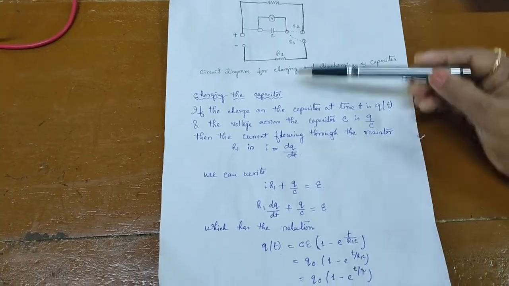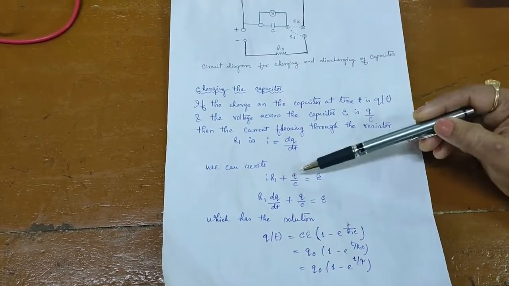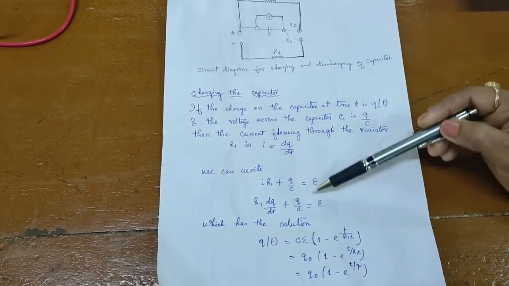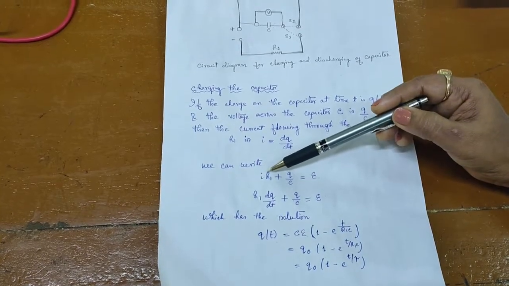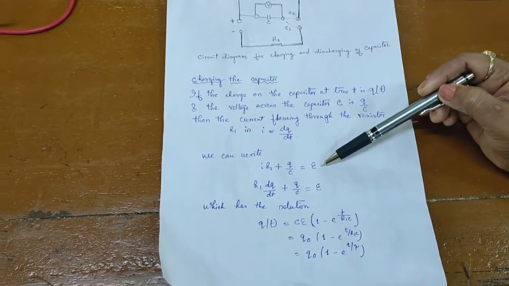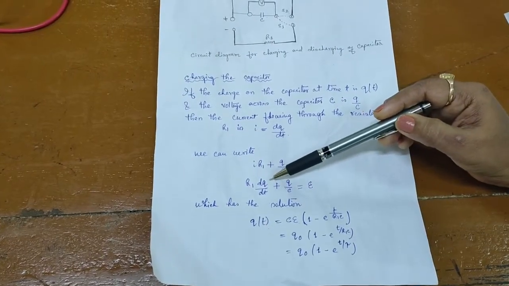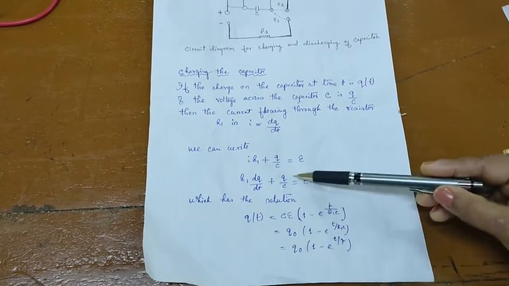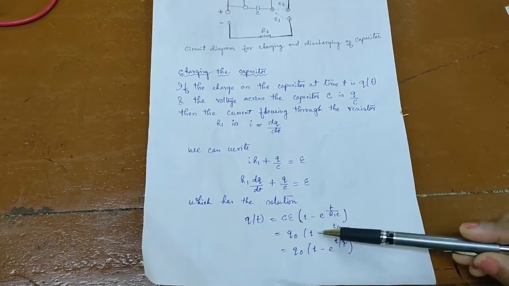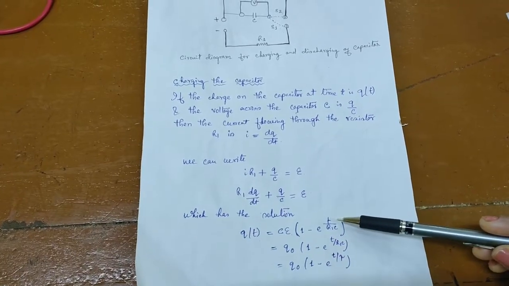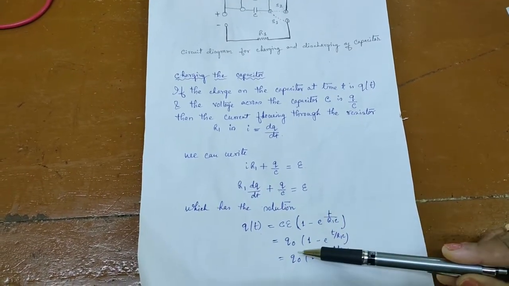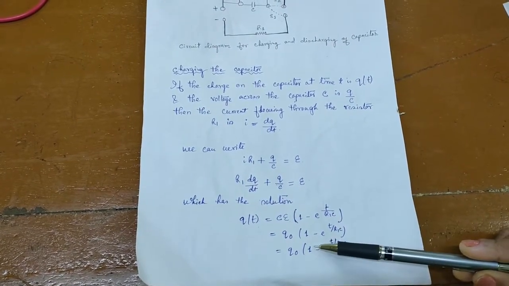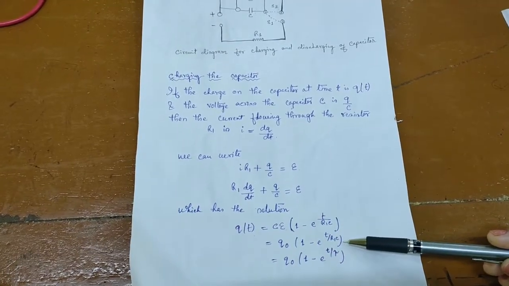That means we can write I R1 across R1 plus q by C across the capacitor plus E equals 0, or I R1 plus q by C equals E, or R1 dq by dt plus q by C equals E. So the solution is q equals CE into (1 minus e to the power minus t by R1 C). CE is the maximum charge, so we can write q equals q naught into (1 minus e to the power minus t by R1 C).